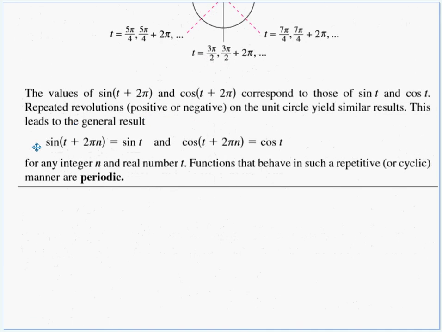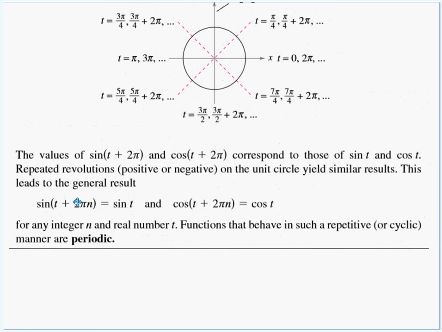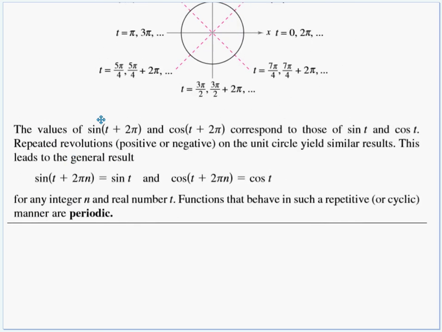So for any angle, sine of t plus 2 pi times some integer n is the same as the sine of t, and the cos of t plus 2 pi times some integer n is also the same as cos of t. Functions that behave in this repetitive or cyclic manner are called periodic functions. They're used to model recurring phenomena in the real world.